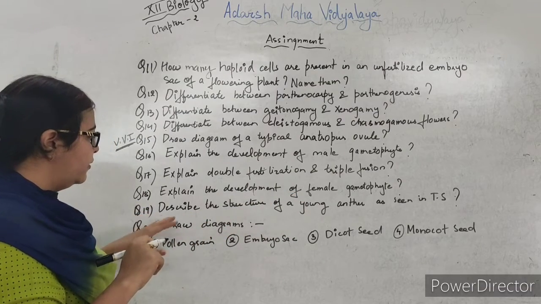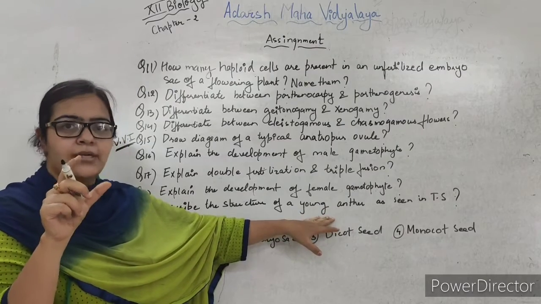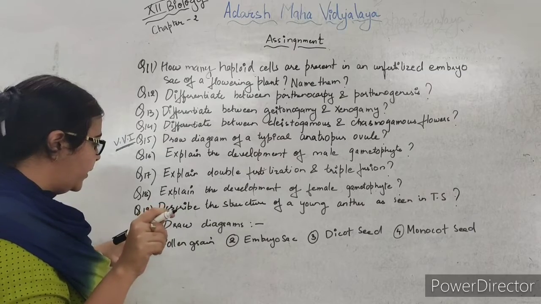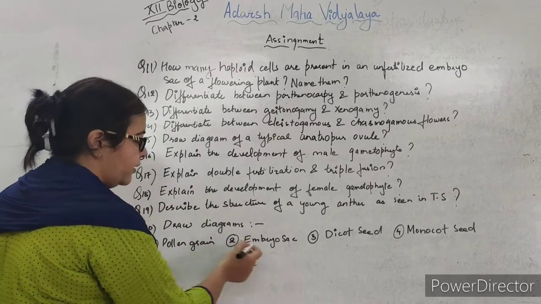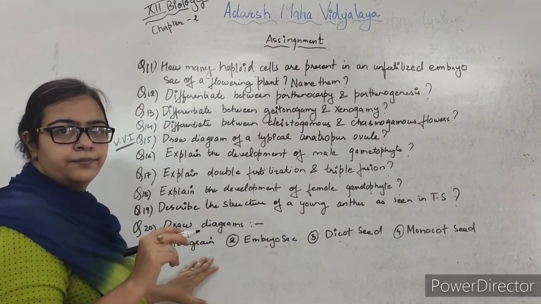Question number 19, here you have to describe the structure of young anther as you have seen in the transverse section. And question number 20, you have to draw neat and labelled diagrams of pollen grain, embryo sac, dicot seed and monocot seed. Okay.